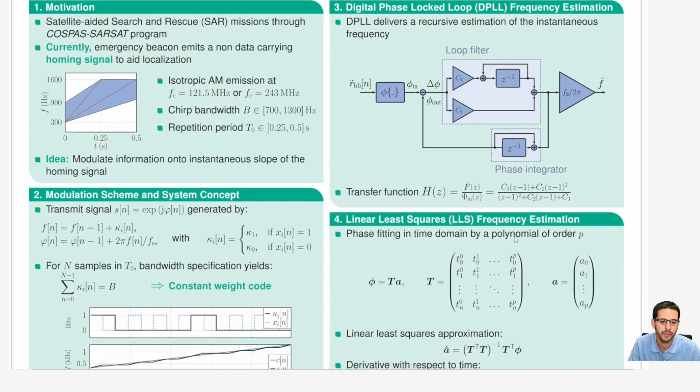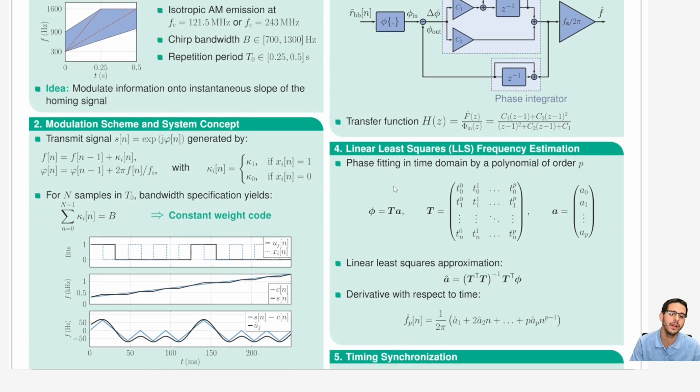The second method we tried is linear least square frequency estimation. The idea behind this method is to fit a polynomial onto the phase of the received signal, as we do with this linear equation. So we have the polynomial in here and the coefficients in this vector, and we want to solve this system in order to get the best coefficients in terms of least square difference to the measured phase vector.